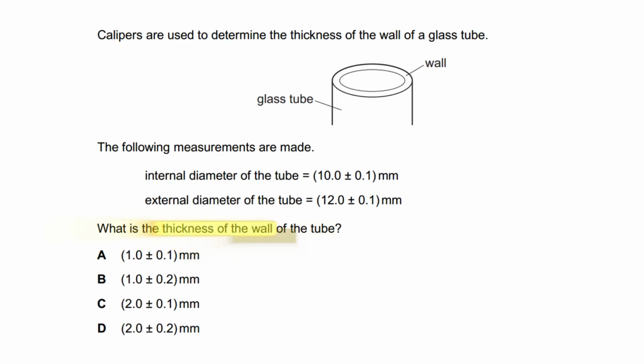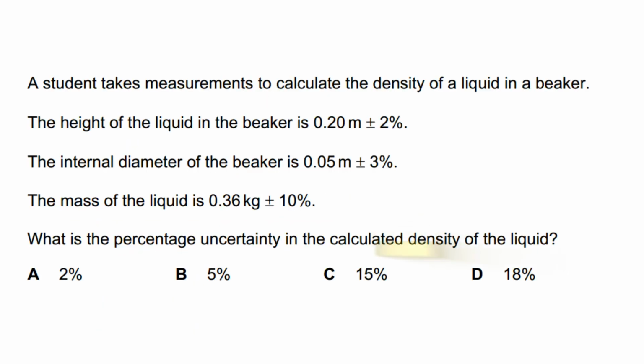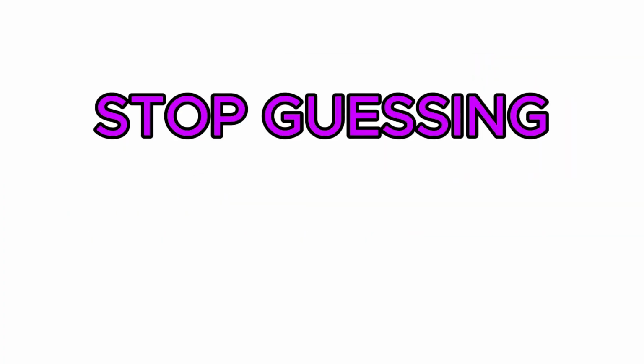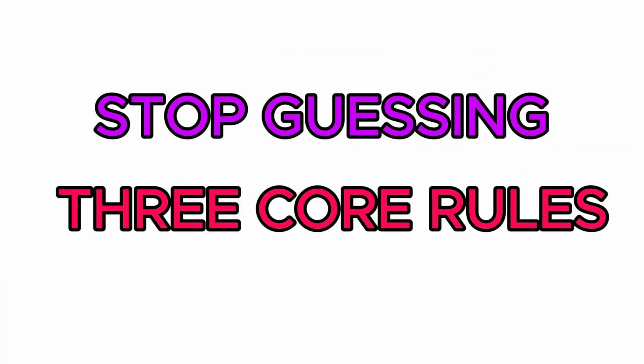Whether it's calculating the thickness of a glass tube or the complex density of a liquid in a beaker, the exam board loves to set traps. But today, the guessing stops. I'm going to give you the 3 core rules that make these questions impossible to get wrong. Once you have these 3 keys in your pocket, we're going to go through these questions together and crush them in seconds.